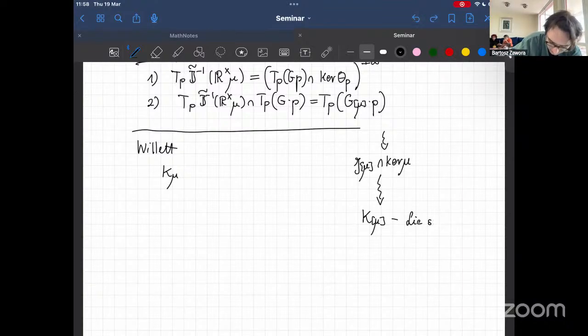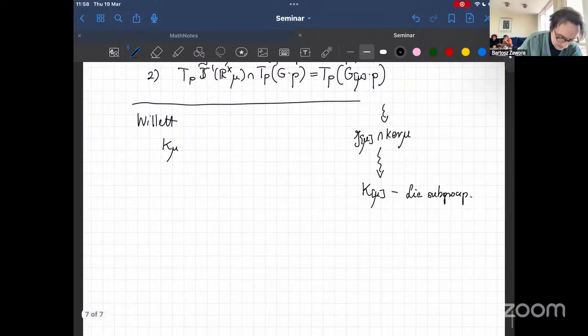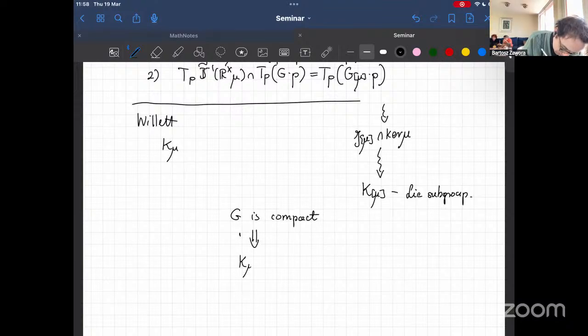It's a Lie subgroup, sorry. So the thing is that now if G is compact, then we get that K_mu is equal to K_mu in brackets, right? Okay, so we get this, and if G is compact, it also induces this condition.